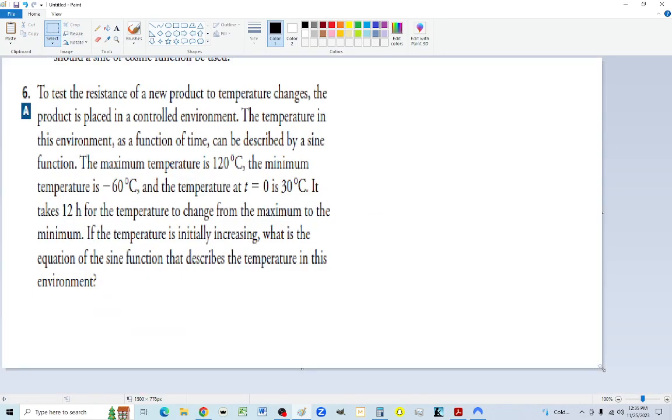The product is placed in a controlled environment. The temperature of this environment as a function of time can be described as a sine curve. The maximum temperature is 120, the min is minus 60, and the temperature at T0 is equal to 30, so there's an adjustment. So right away, we can do these equations.